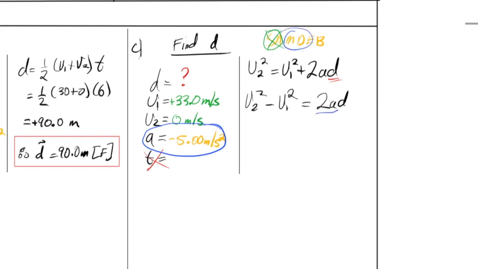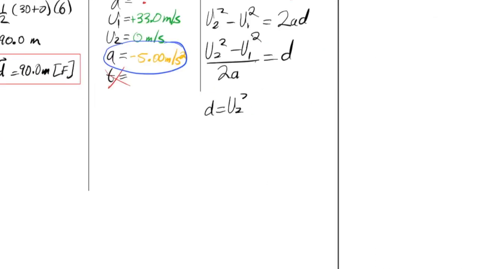And we have to remove the 2A, and the 2 and the A are attached through multiplication. The opposite of multiplication, of course, is division. So we get V2 squared minus V1 squared over 2A equals D. So D is equal to V2 squared minus V1 squared over 2A.